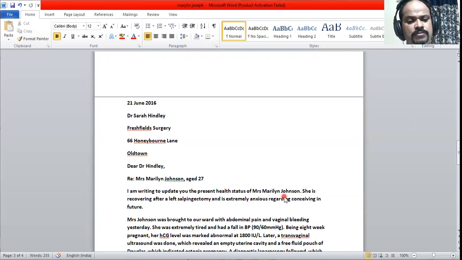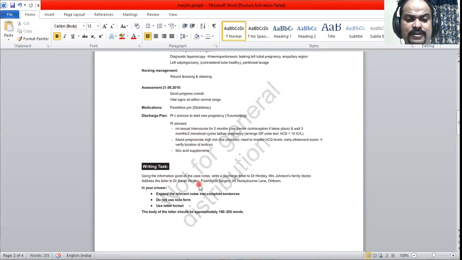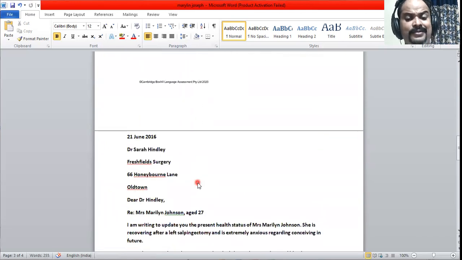Good. She's recovering after a left salpingectomy and is extremely anxious regarding conceiving in future. So 2 conditions we highlighted. What is the present health condition? She is recovering after left salpingectomy and is extremely anxious regarding conceiving in future. One is physical, another one is mental. So this is the health status of Mrs. Marilyn Johnson, an update to the family doctor. Don't need to write anything about further care management after this, as nothing is given here. What we need to say is just updating.